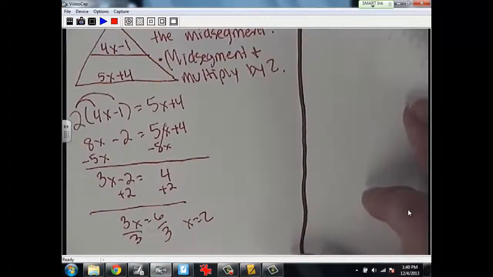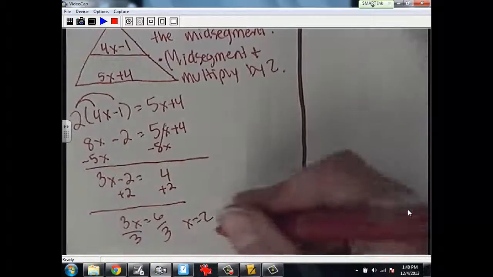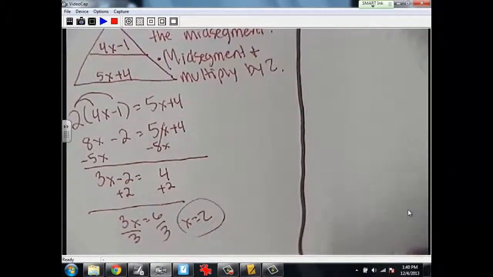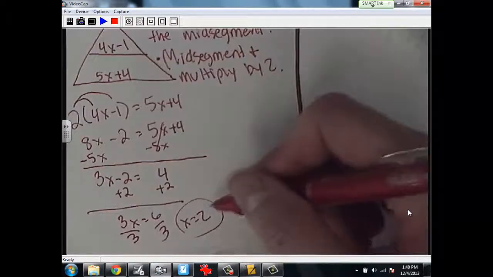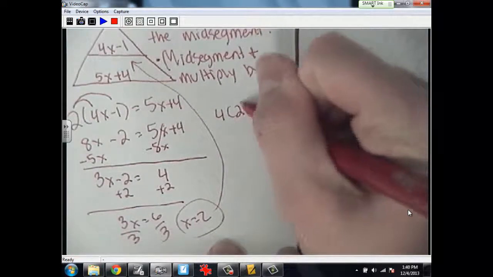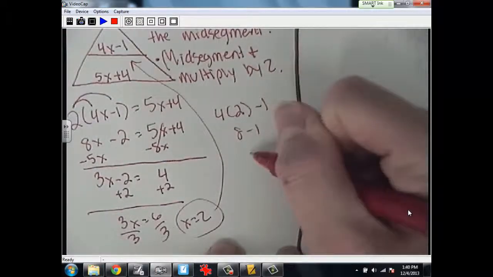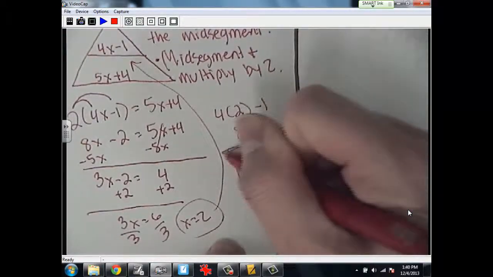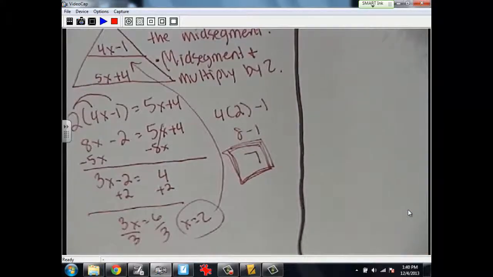Aha. Good, Justin. So Justin's like, hey, Mr., we're not done, though. You got to take that x equals 2. The question said find the length of the midsegment. So plug it back in up here. We have 4 times 2 minus 1. 8 minus 1, as Justin said, gives us 7 for the length of our midsegment.